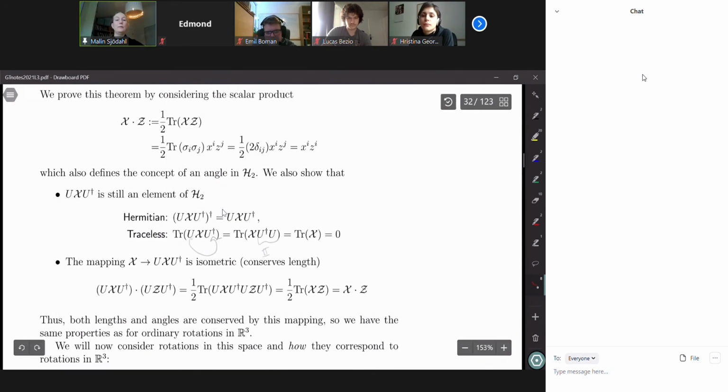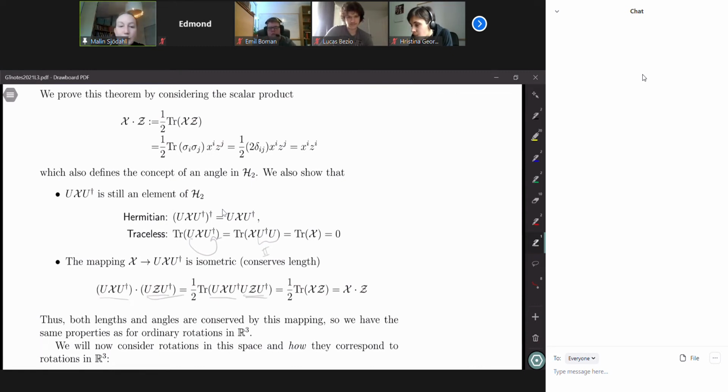Also, this map conserves lengths. So let's have a look. So we rotate then the vectors. We rotate the x vector, we rotate the z vector as we rotate matrices. Then we want to take the scalar product that was essentially defined as the trace. So it is the trace of the z vector from here and the x vector from here in rotated form. And again, we simply cancel some factors of u here. And we are back where we started.